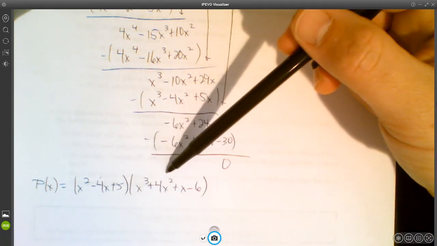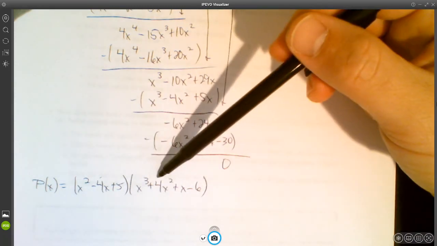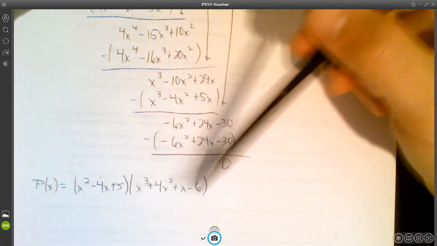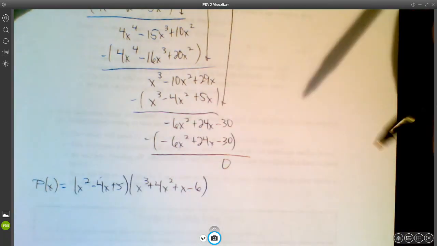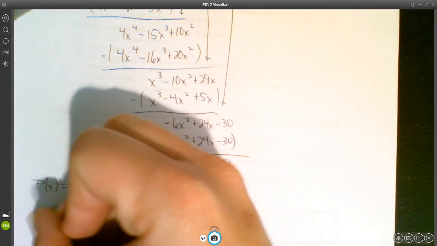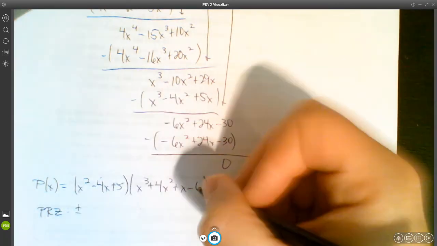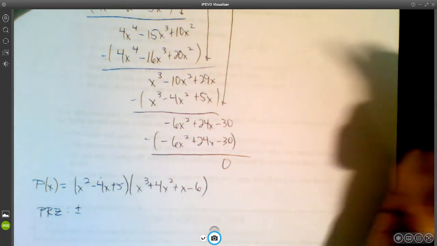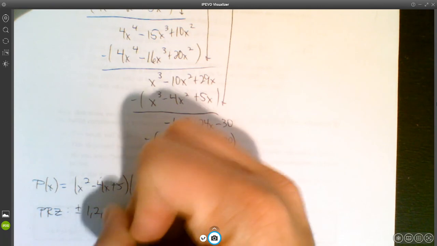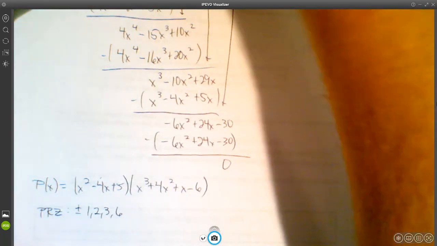Can we factor this further? Can we factor it by grouping? I don't think so. We could take out an x squared, we'd be left with x plus 4. Here we can take out a 1, we'd be left with x minus 6, but the factors don't match, so we can't factor by grouping. So, rational zeros theorem. Here's my list of possible rational zeros. They're going to be plus or minus factors of 6 divided by factors of 1. Oh, that's nice. So it's going to be plus or minus 1, 2, 3, or 6. Those are the only possibilities.